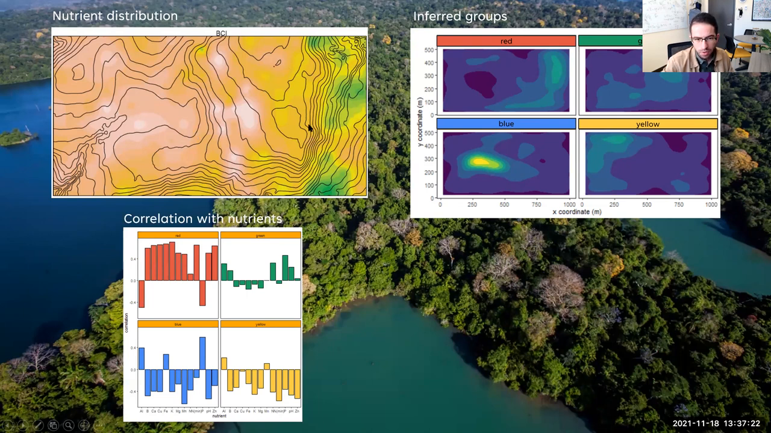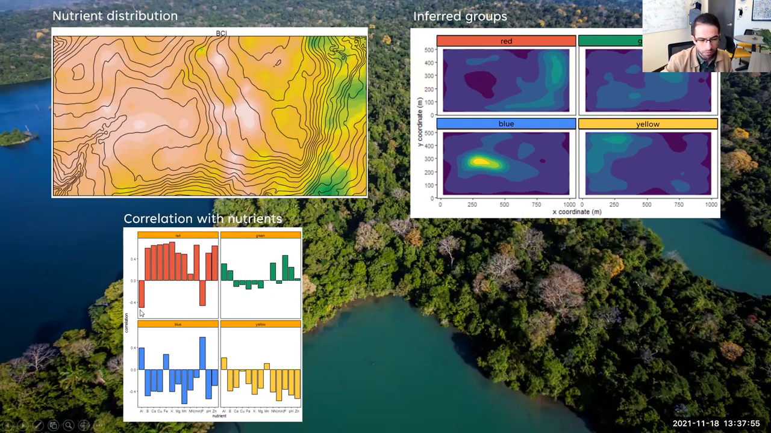Now, continuing with this association between species and nutrients, what happens when I look at the correlation between nutrient density and density of trees of a particular group? You see these very distinct types of associations with nutrients in general. Namely, red species are found in high nutrient areas, yellow species are found in low nutrient areas, green and blue are intermediate, but mostly red and green like nutrients, and blue and yellow tend to be found in nutrient poor areas.